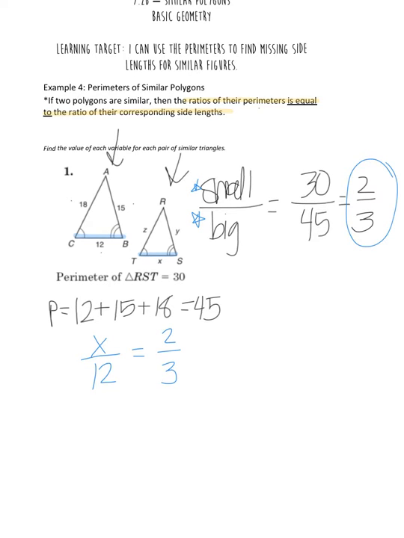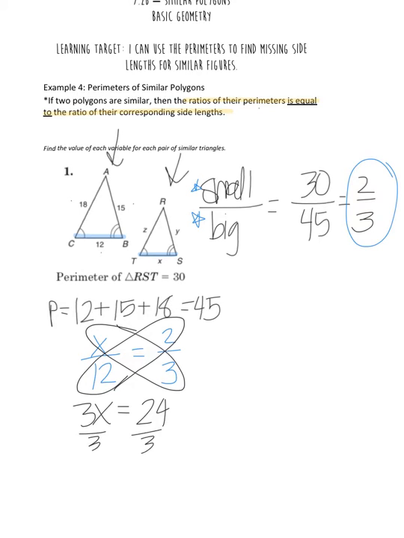Now I can use the cross products property to solve this. I multiply x times 3, which is 3x, and set that equal to the product of the other diagonal, 12 times 2, which is 24. If I divide both of these by 3, I get x equals 8. So I have one of my 3 answers.